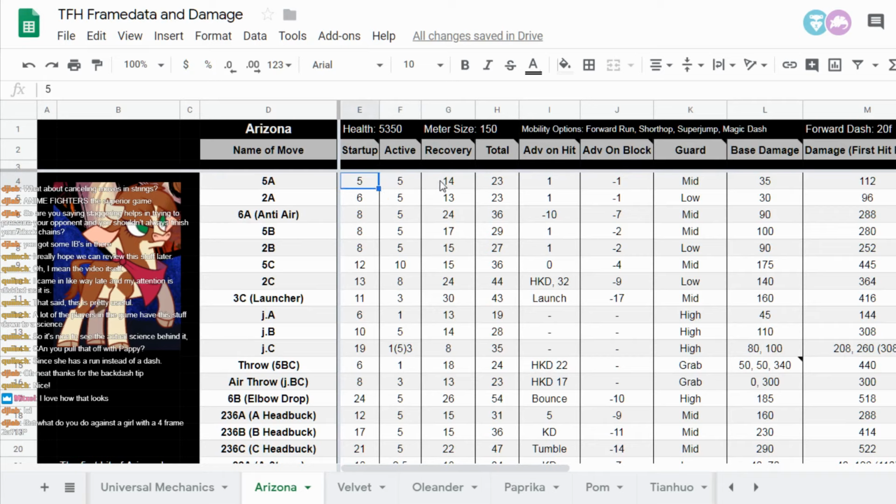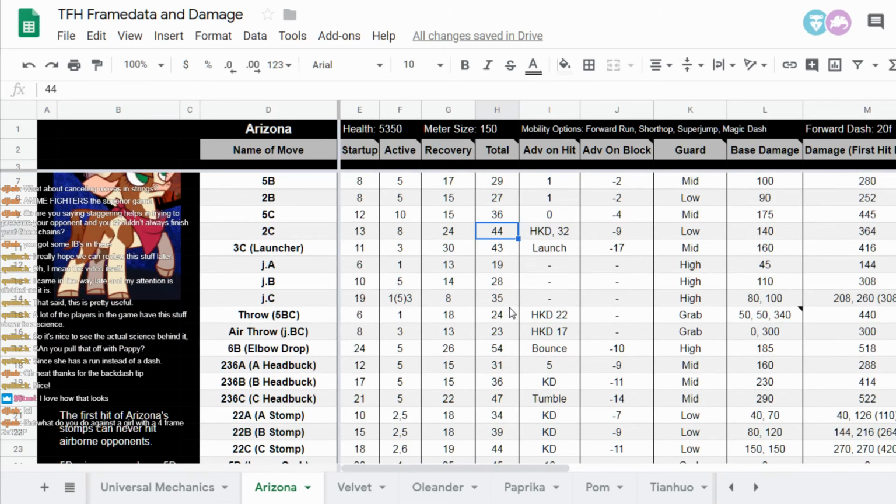So you just add them all together and then subtract 1. So that's how you get this value. And this is how many frames it takes to whiff the normal. Like, if you miss it, that's how many frames you're vulnerable. So, for example, you whiff a 2C, you're active for 44 frames. You take that into consideration, that's 3/4 of a second. That's a lot of time in a fighting game.